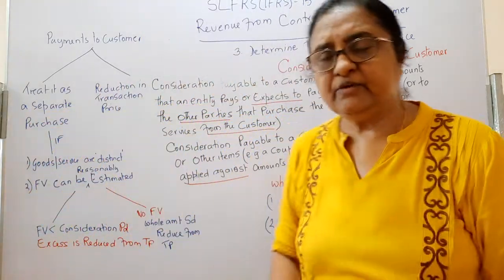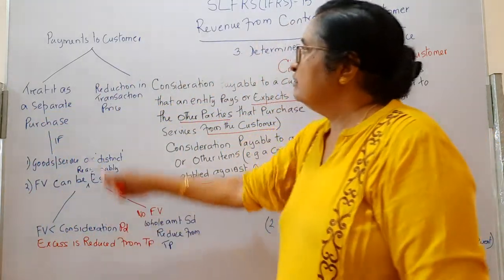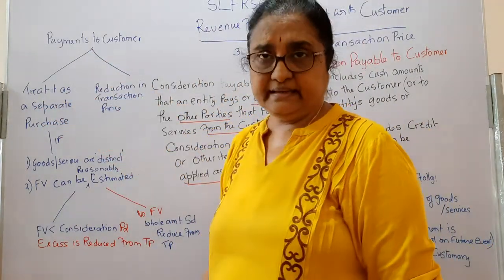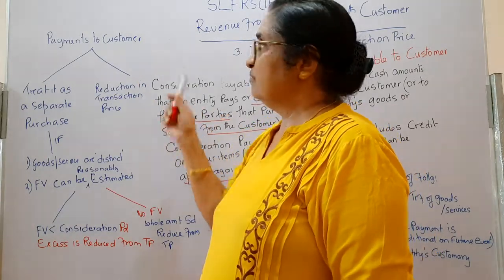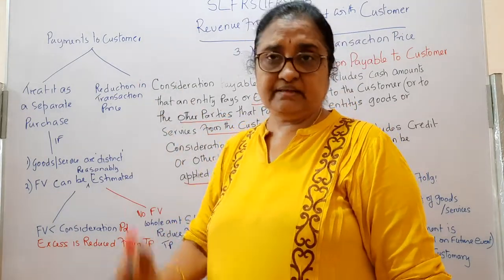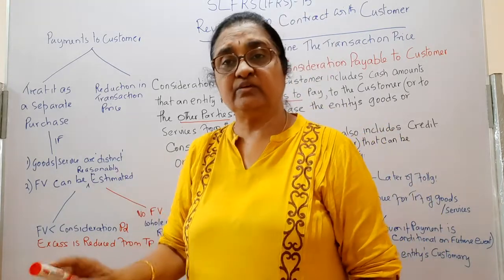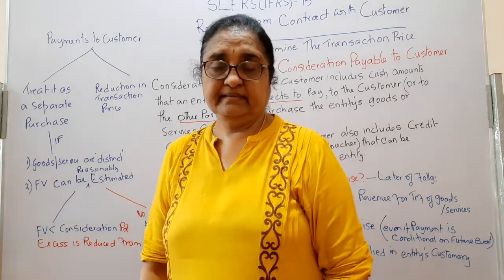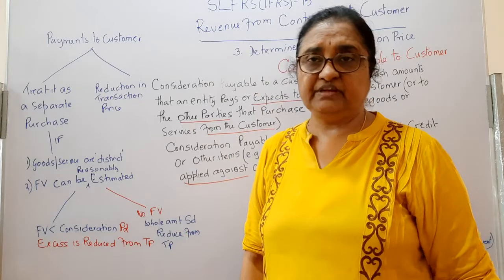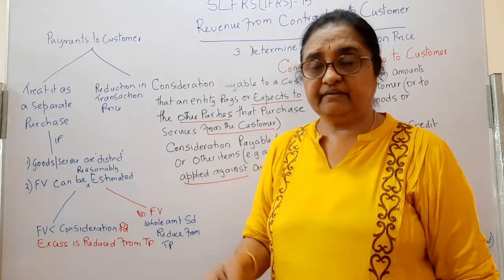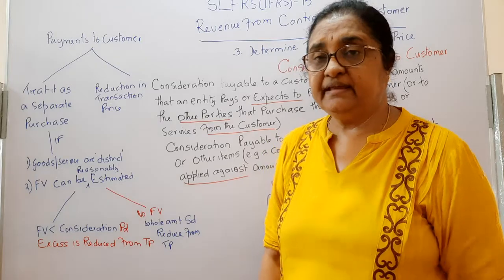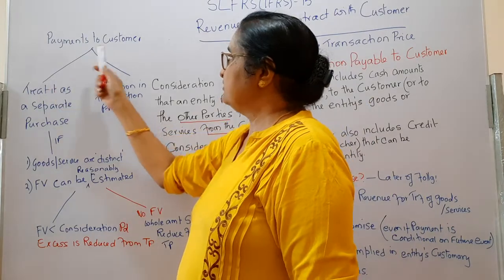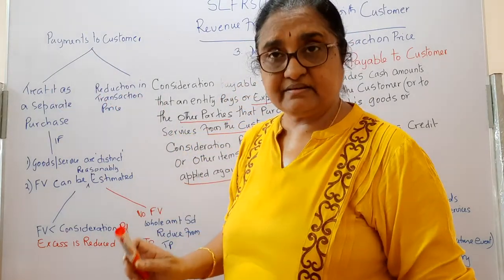To simplify, payments to the customer can be categorized into two categories. The standard says payments to the customers reduce the transaction price. That means they reduce the revenue, because revenue manipulation is a big headache for the IASB. That's why they formed this standard, SLFRS 15. There was so much manipulation of revenue. They inflate, deflate, they do everything. So for payments to the customer, the standard says to reduce them from the transaction price.